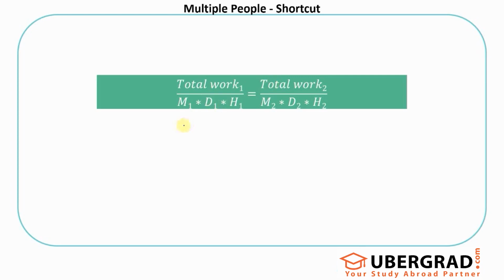So the thing to understand is this: total work 1, for one case, divided by number of people M1 into number of days they're working D1 into number of hours per day H1, should be equal to total work 2 divided by M2 into D2 into H2. Sometimes I will add this hours term. In the earlier question, it was not mentioned, so we are not taking it as a different thing. We're taking that they're both the same.